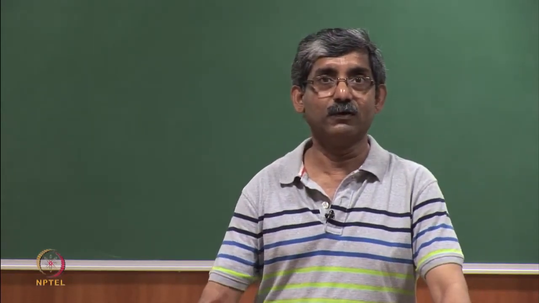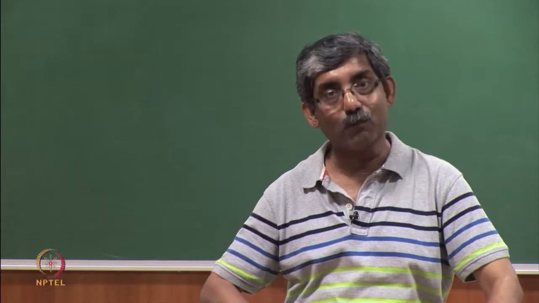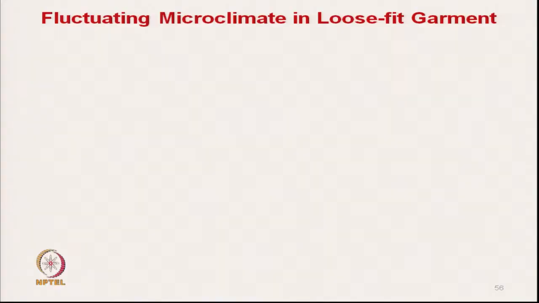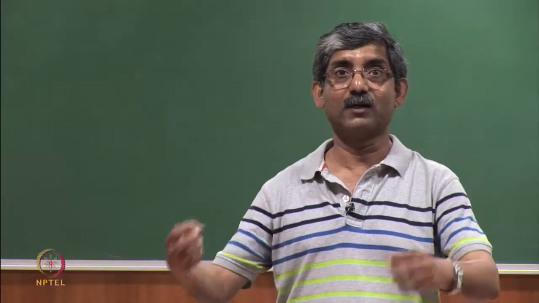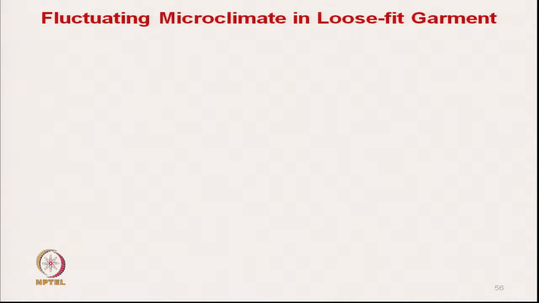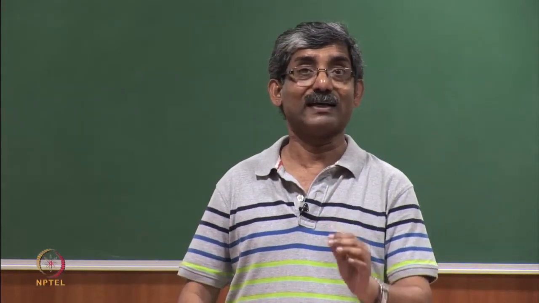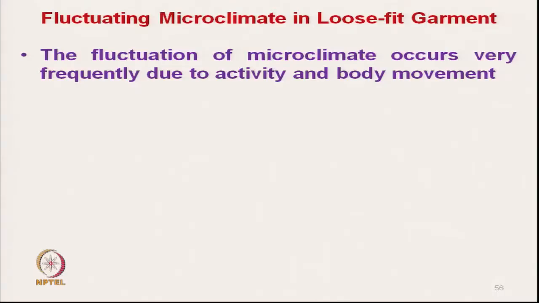Now, we will discuss the condition of fluctuating relative humidity of microclimate. Because of ventilation and constant movement, the microclimate gets continuous change in the atmospheric humidity and continuous change in the supply of fresh air. So, the microclimate condition gets fluctuated. The fluctuation occurs very frequently due to activity and body movement.